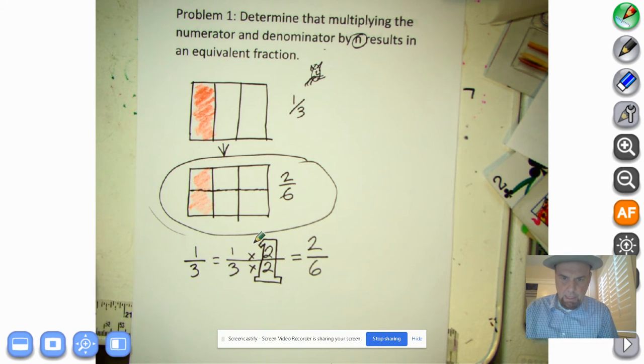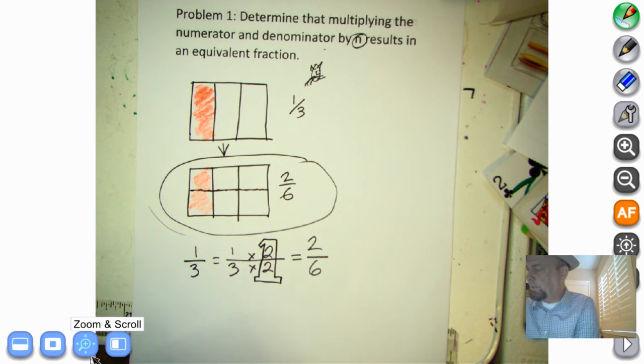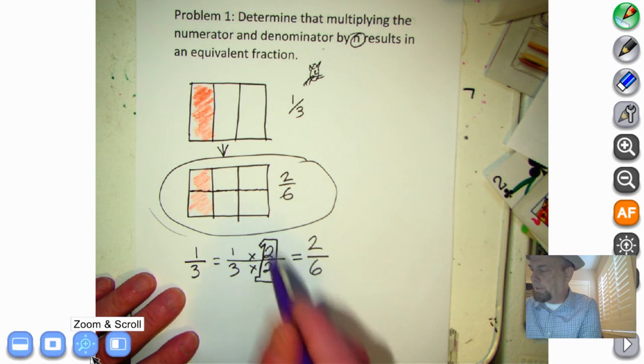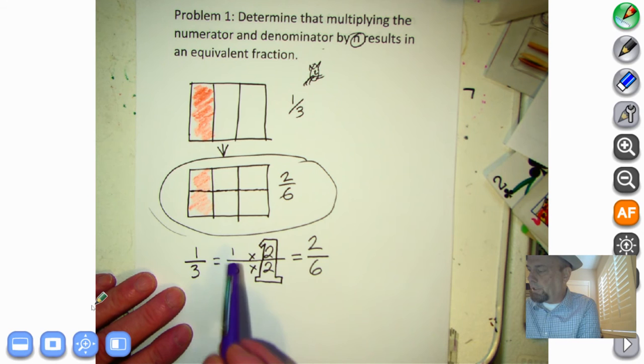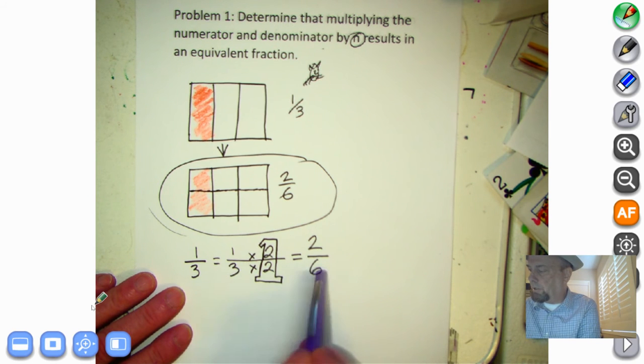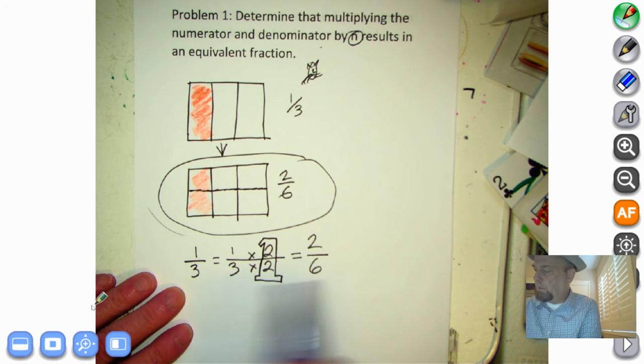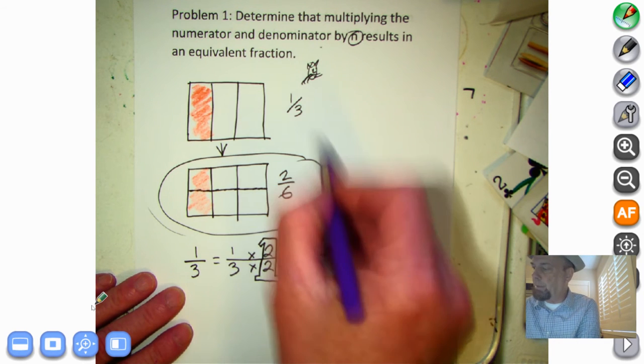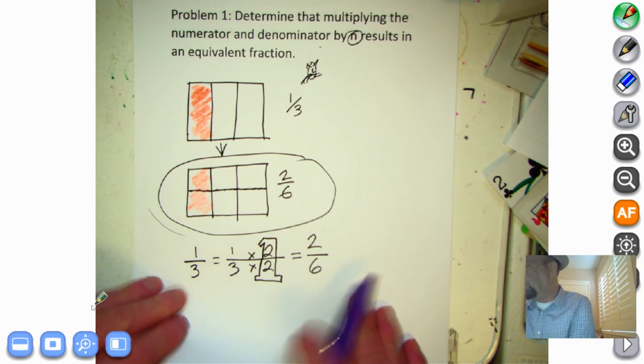Mrs. Robolati taught me that a while back when kids are having a hard time remembering that this is 1. If the numerator and denominator are the same, it is 1. So we multiply straight across. 1 times 2 is 2, 3 times 2 is 6. We get 2/6, which is equivalent to 1/3, which we proved up here. Let's try it again, shall we?